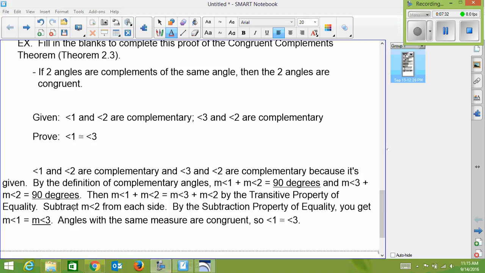If you subtract the measure of angle 2 from each side, by the subtraction property of equality, you get the measure of angle 1 equals the measure of angle 3. And therefore, angles with the same measurement are congruent. So angle 1 is congruent to angle 3. Again, it's just another way of doing the proof, the paragraph proof. You still have to go through your series of logical steps to be able to prove something.